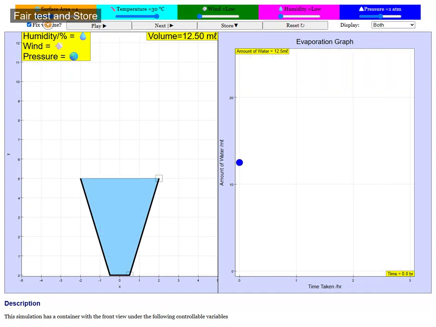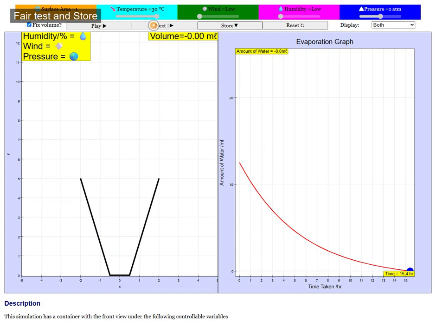For fair tests, keep fix volume checked and press store after a run. That leaves a reference curve for the next case.